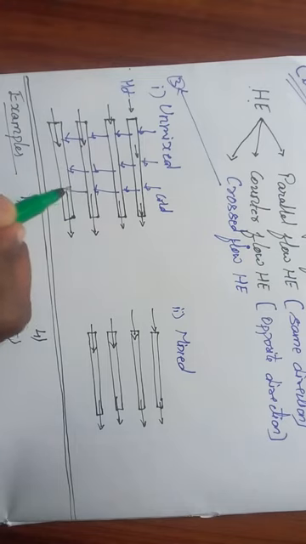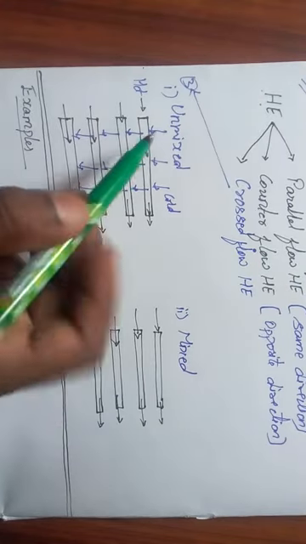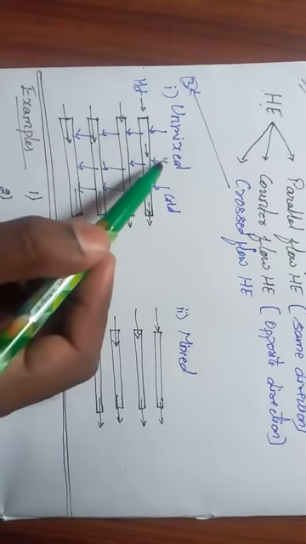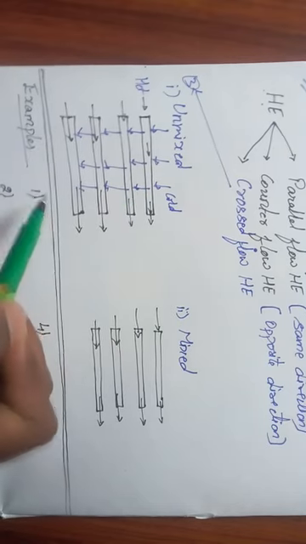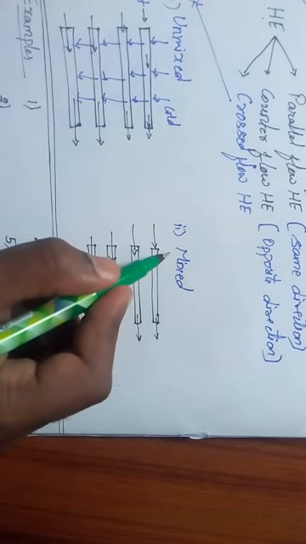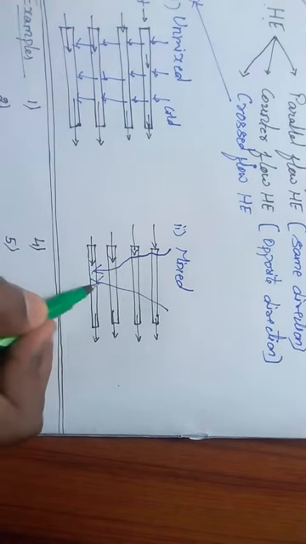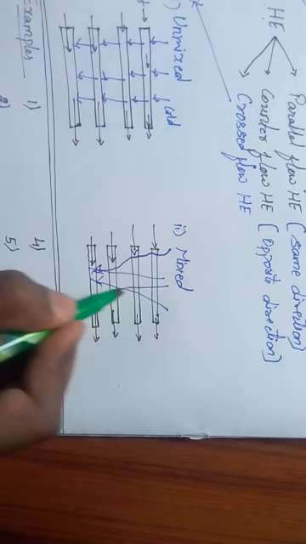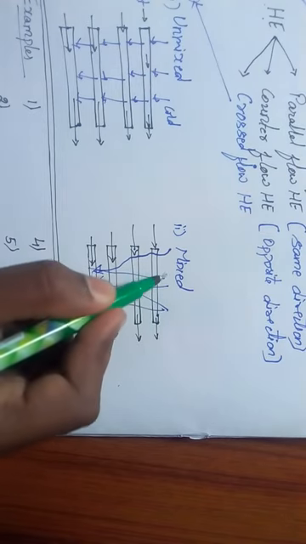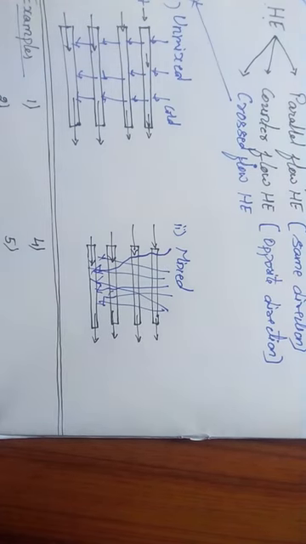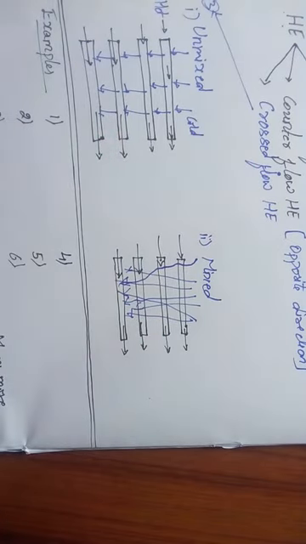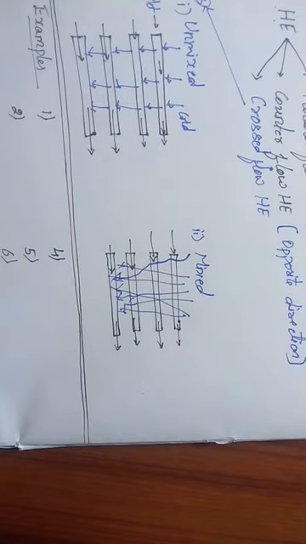Now why is it called unmixed? In this case, the fluid has one particular path to follow, whereas in mixed we don't follow any particular direction. It may flow in any direction. Likewise, it is something like mixed. So to understand this better, we can speak about examples. What are the examples for these heat exchangers?